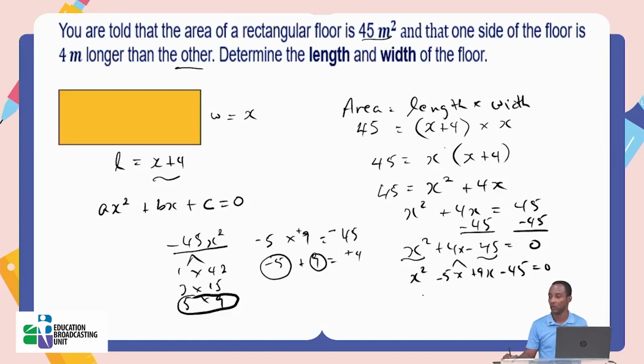Now, let us factorize this. What quantity can enter both of these? Well, x. X into x squared is x. And x into negative 5x, if we have negative 5x divided by x, that will be negative 5.